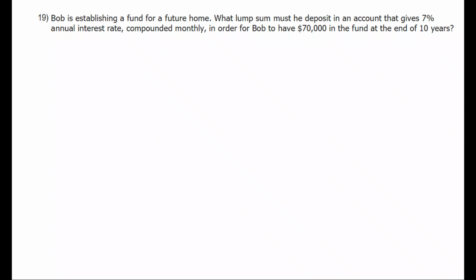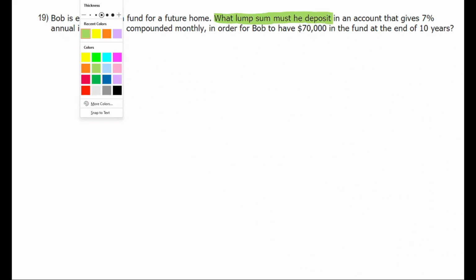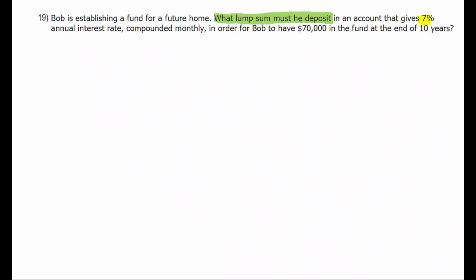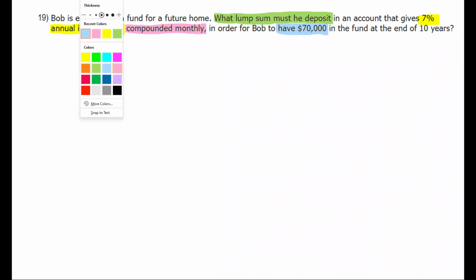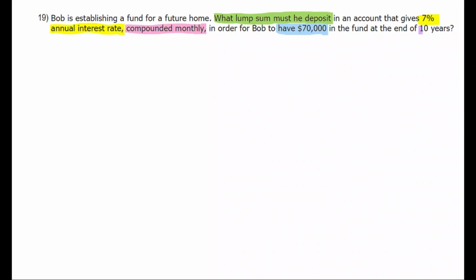Okay, problem number 19 involves Bob again, and this time he wants to establish a fund for a future home. And the question is, what lump sum must he deposit in an account that gives a 7% annual interest rate, compounded monthly, in order for Bob to have $70,000 in the fund at the end of 10 years.